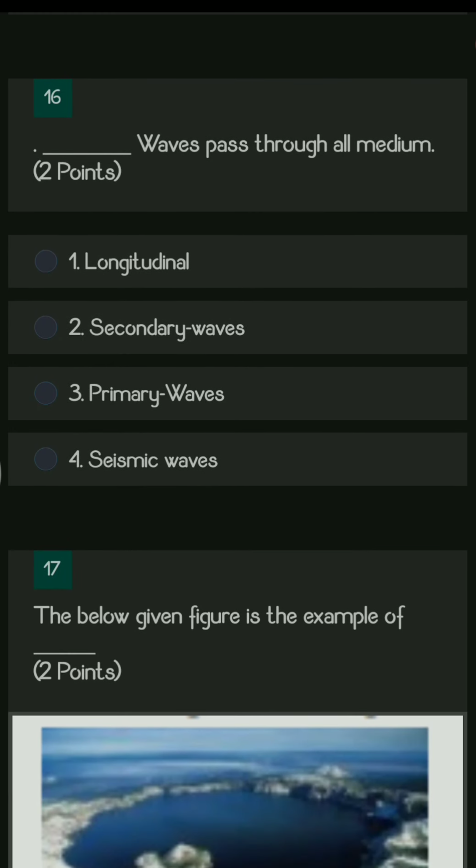Next question. Dash waves pass through all the mediums. So we have the waves like longitudinal, secondary waves, primary waves and seismic waves. So the right answer is primary waves.